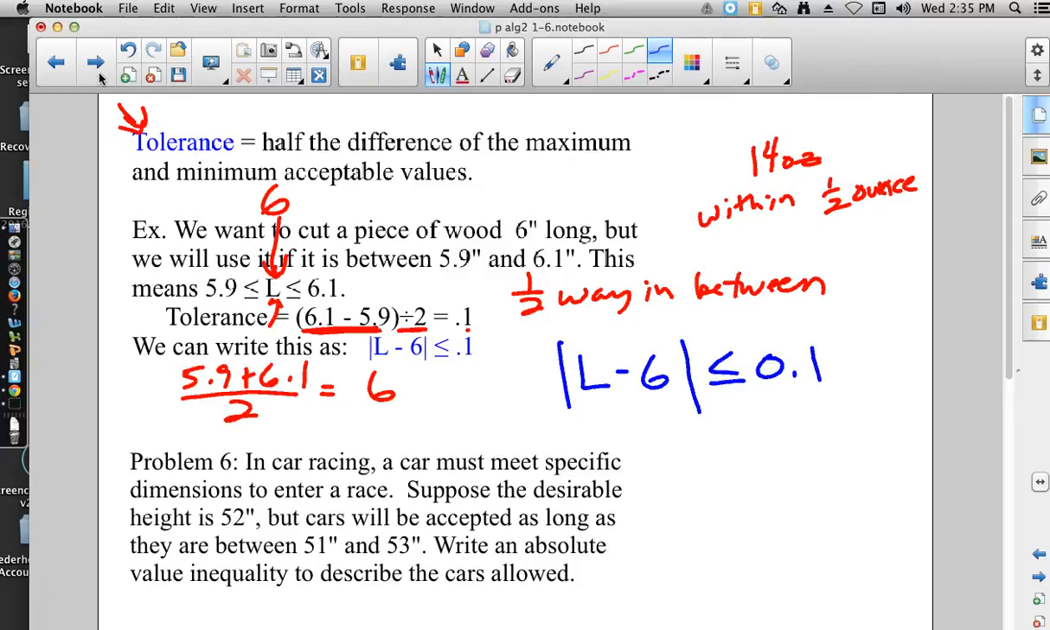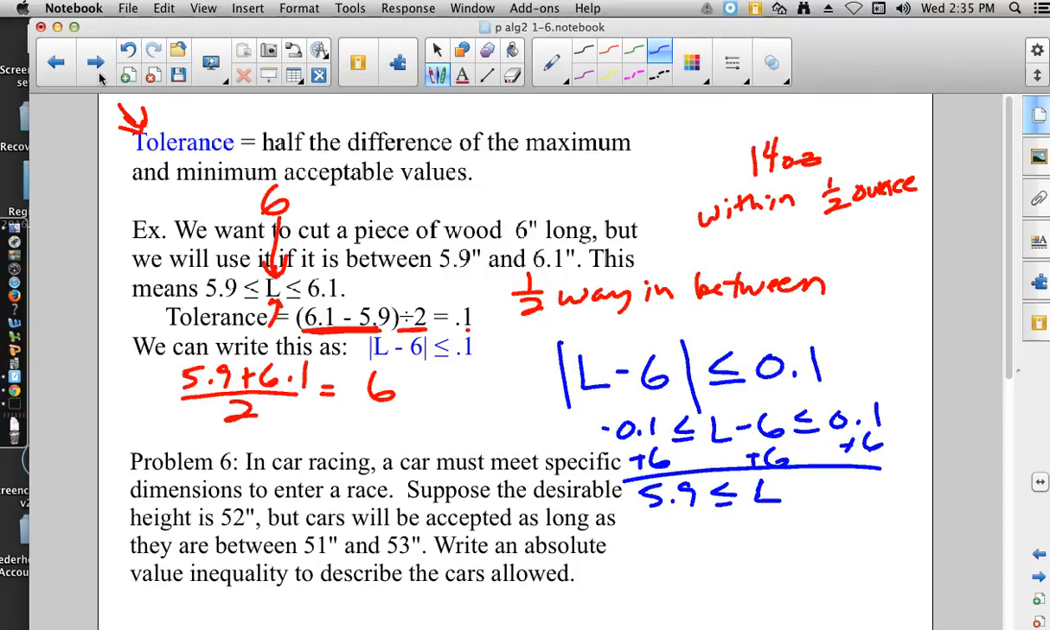Because if we were to solve this, we see that it's less than or equal to. Less than or equal to is that and sandwich. So L minus 6 would be sandwiched between negative 0.1 over here and 0.1 over here. And we know everybody would add 6 all over the place. So this would be 5.9 less than or equal to L less than or equal to 6.1. And that's exactly what we needed.